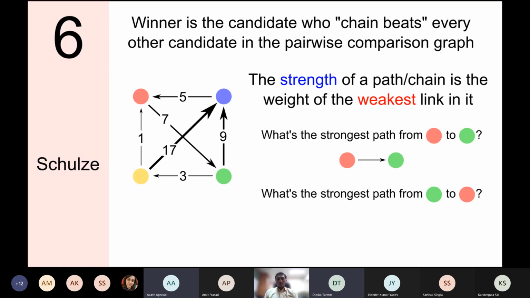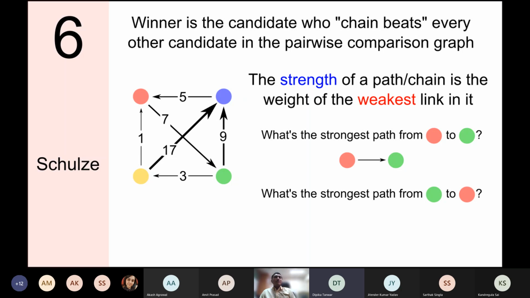It has strength 5. Why? Because basically there are two paths with only positive weights in the path, and the higher one is from green to blue to red, and that has strength 5. Right. So let's look at the paths from green to red. One path, like Akash mentioned, is the green to blue to red path, right? And the weakest link in it is 5. So the strength of that path is 5.